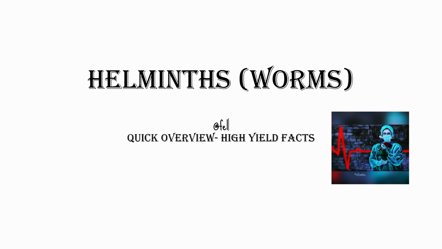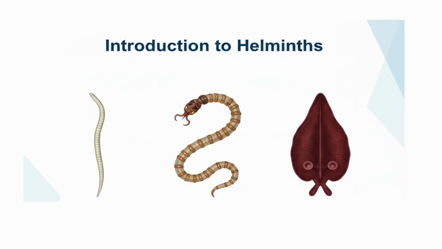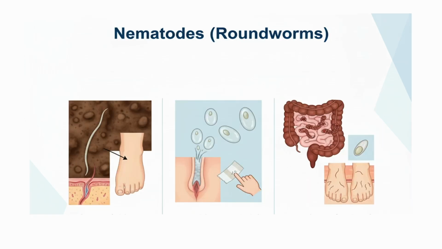Today we are going to have a quick overview of what helminths are. These are commonly known as worms. These parasites can cause a variety of diseases in humans, and understanding their life cycles, symptoms, and treatment is crucial for any medical student. They are macroscopic multicellular organisms that can be broadly classified into three main groups: nematodes, also known as the roundworms, cestodes, also known as the tapeworms, and trematodes, commonly referred to as flukes. We'll go through each of these in detail.